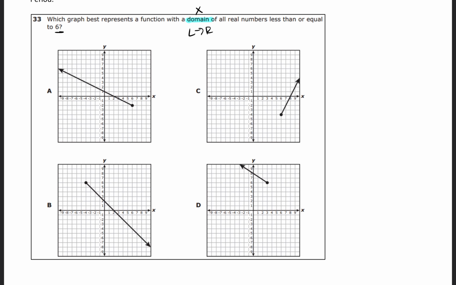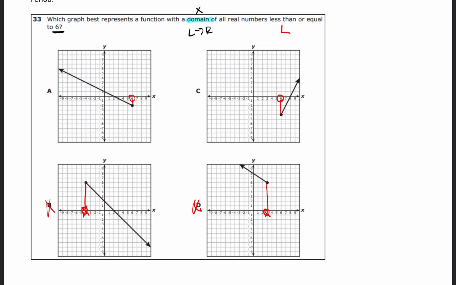On the back, it's asking for domain, which is your X, and it moves left to right. The number it gives you is 6. So you should be going to your answers and seeing if it goes to 6. This one's good. This one's good. This one is not good because it goes to -4. And this one is not good because it goes to 3. So B and D are not correct.